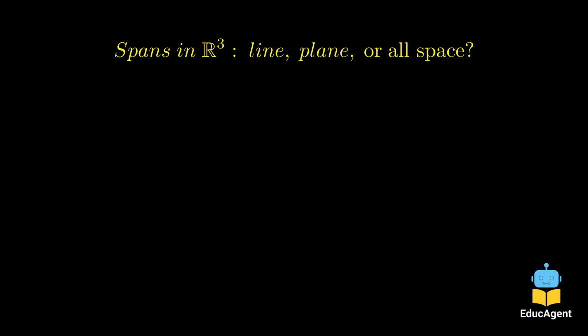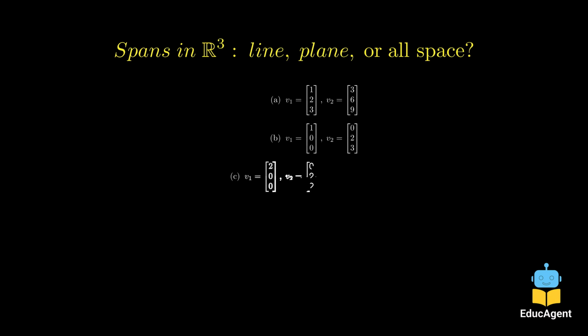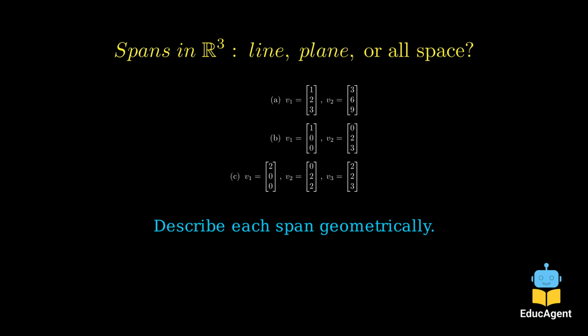Here's the problem we'll solve today. Here are the vectors for parts A, B, and C. Each is written as a column vector. Decide whether each set spans a line, a plane, or all of R3. Pause and think. If you don't know yet, you'll feel great when we reveal the reasoning.